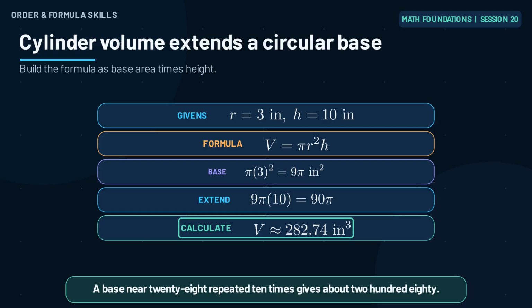A base near 28 square inches repeated 10 times should produce about 280 cubic inches. Build the formula as base area times height.